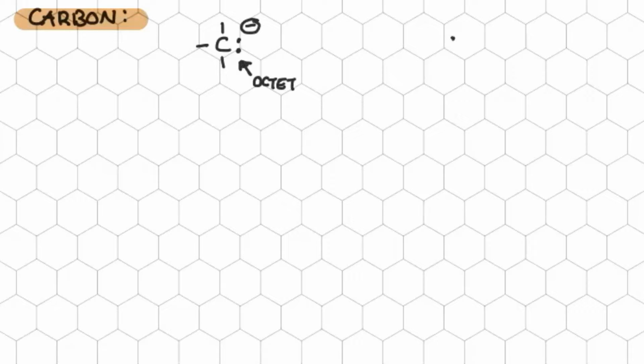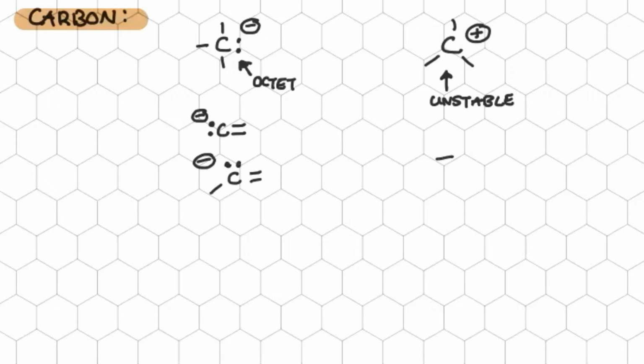And in case you take away 1 electron, it's going to be left with 3 electrons. Now it can make 3 single bonds, a single bond and a double bond, or a triple bond overall. We call this a carbocation, and it is very unstable. If we have a carbon with 3 single bonds and 1 electron left, we're going to call that a radical carbon.